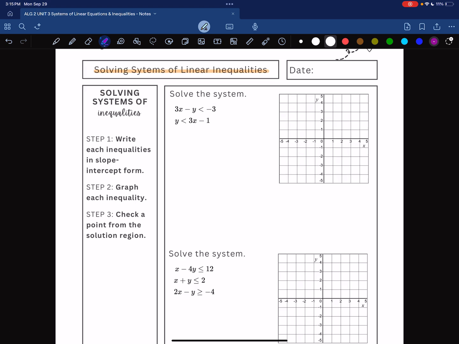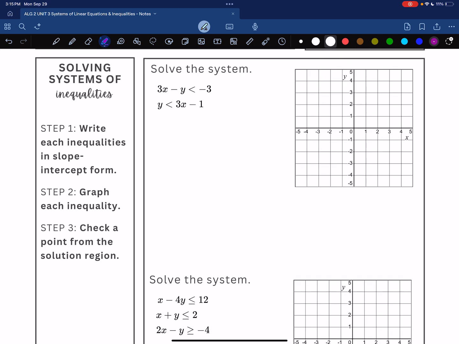Let's do a couple more here. Start off by labeling your two red and blue. Step number 1, write each inequality in that slope-intercept form. Okay, well, the red one is the only one that needs to be rewritten, so let's go ahead and work with that one here down below. We're going to need to subtract the 3x on each side.